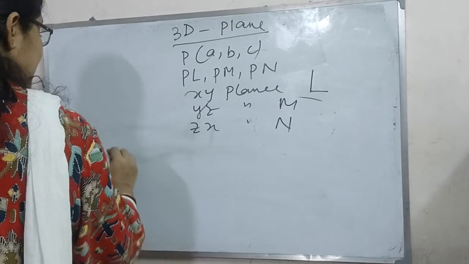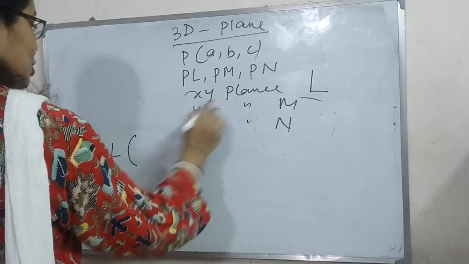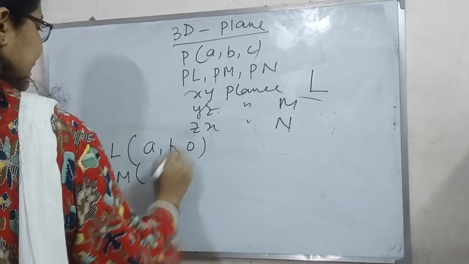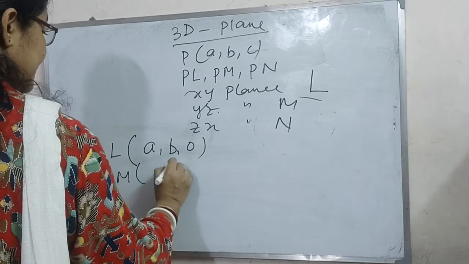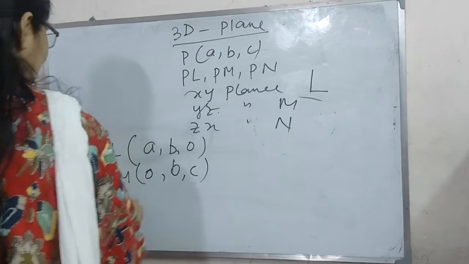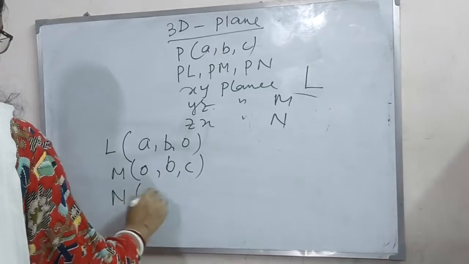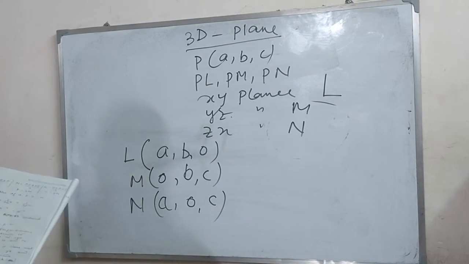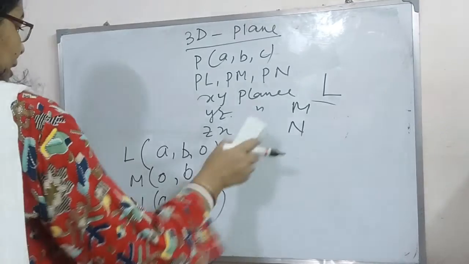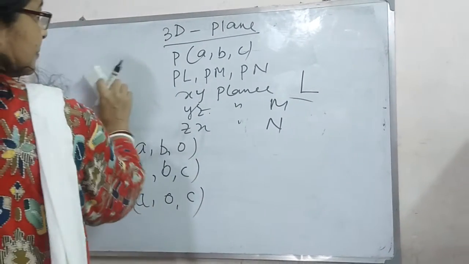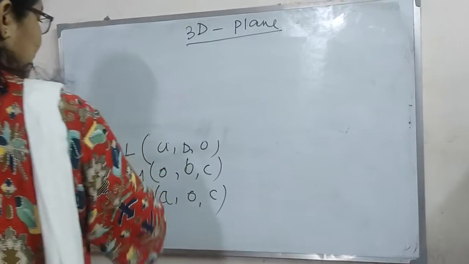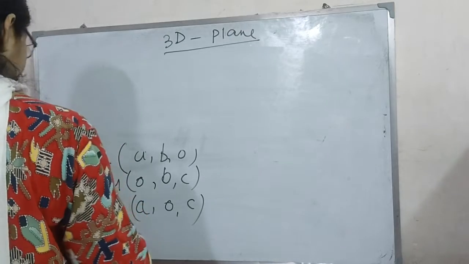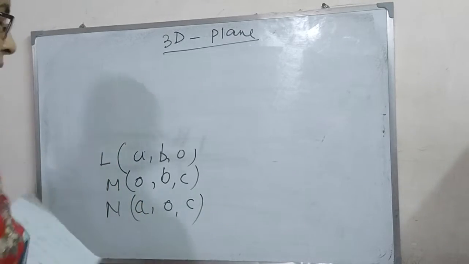So the respective coordinates of L, on the XY plane, are (a, b, 0), and M, on the YZ plane, is (0, b, c), and N, on the ZX plane, is (a, 0, c). Okay, now that we have the coordinates of L, M and N, I will get the equation of the plane through the points L, M, N.